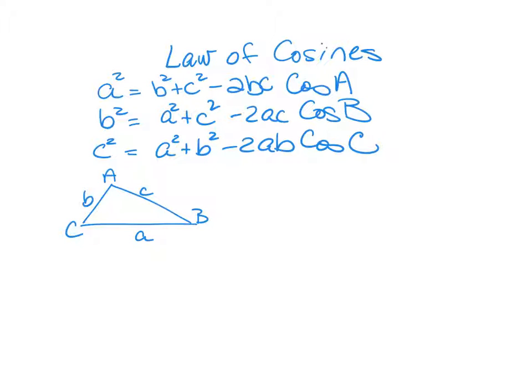Everybody understand where little c goes? It goes across from big C and all that. You guys got that down pat. Well, let's say big A is 120, and little a, little b, and little c. Little b is 9, and little c is 5. And they want us to solve the triangle.